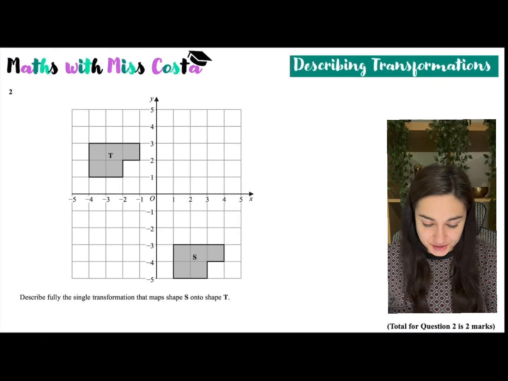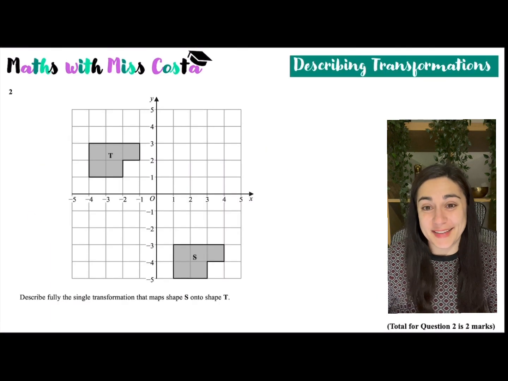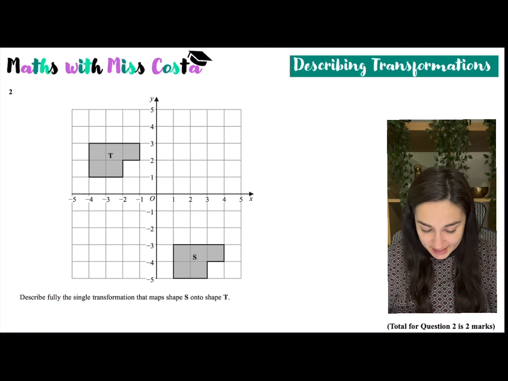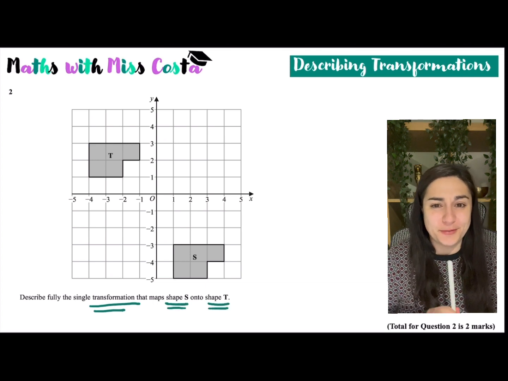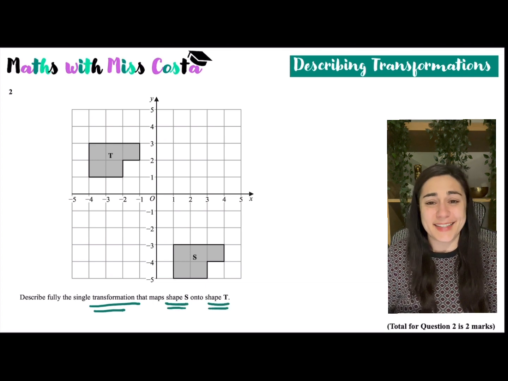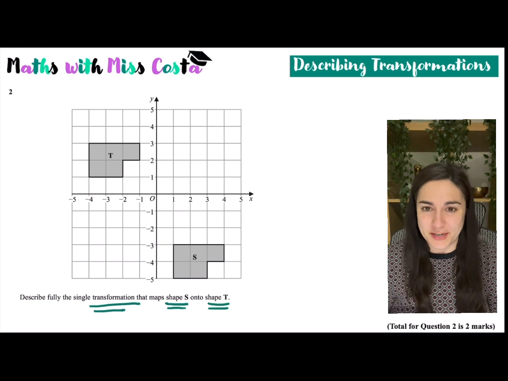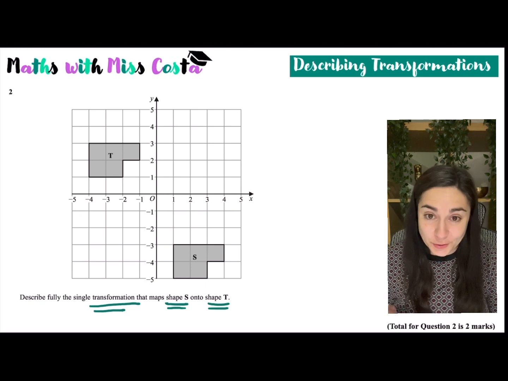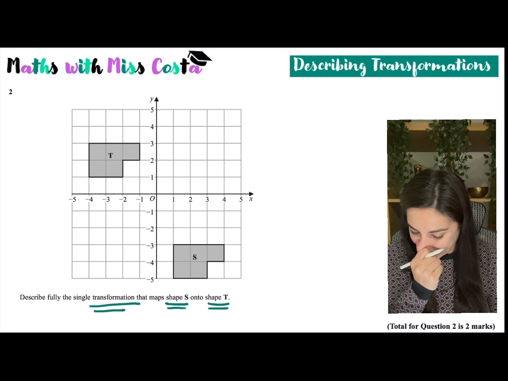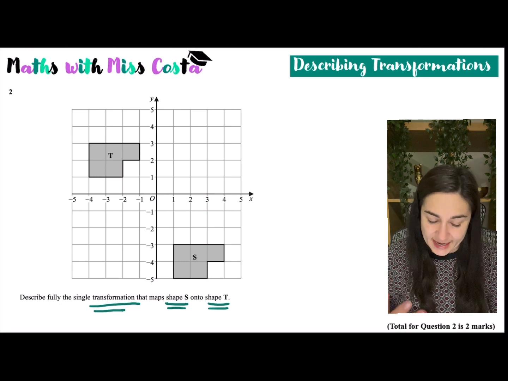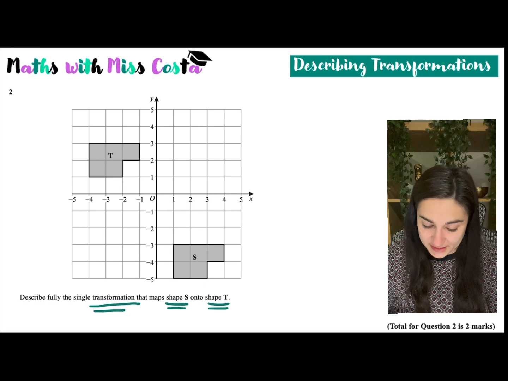Okay, for question 2, we are being asked to describe the single transformation that maps shape S onto shape T. This kind of question people frequently get wrong because they don't read it, so they describe multiple transformations. So it's a single transformation that maps shape S onto shape T, and if we look at it, it has moved, so it's most likely going to be a translation.